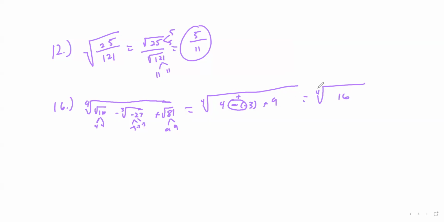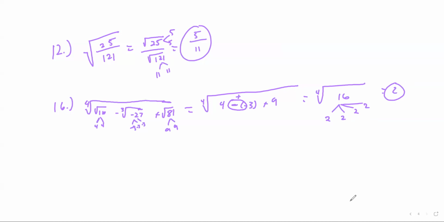Now I've got to ask myself, fourth root of 16. So that's going to be what number times itself 4 times will give me 16. So I'm going to start off with 2. 2 times 2 is 4. 2 times 4 is 8. 2 times 8 is 16. So 2 is my answer there.